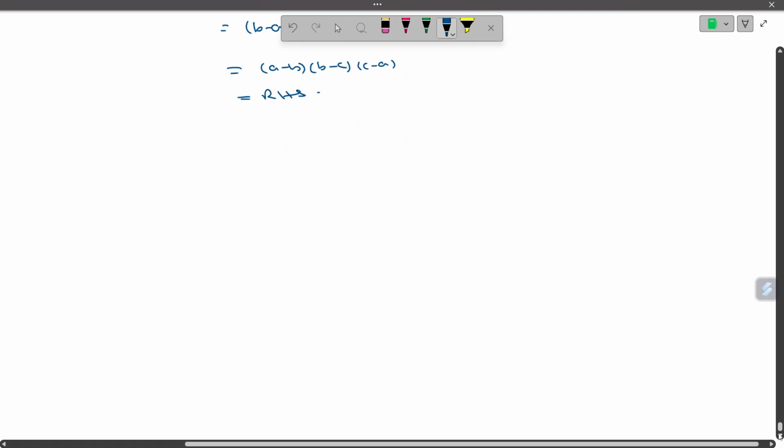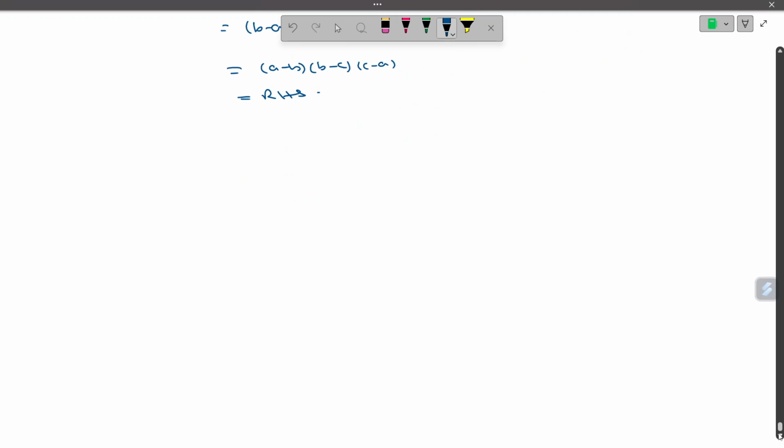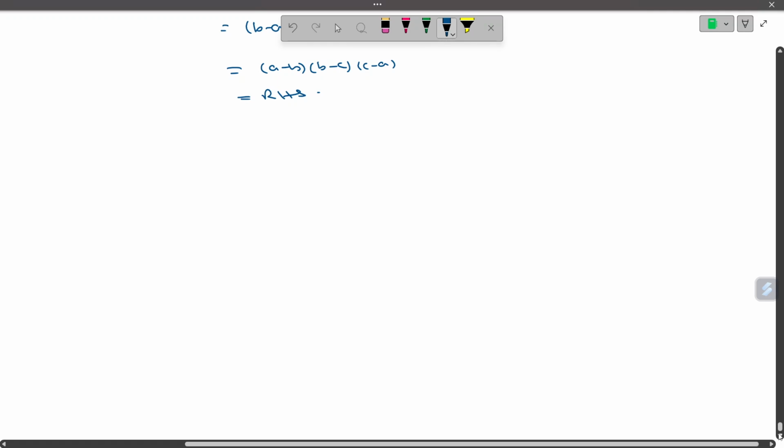This is one determinant problem. Always determinant problems are coming in the exam. See the next problem.